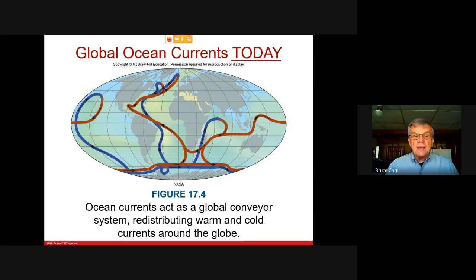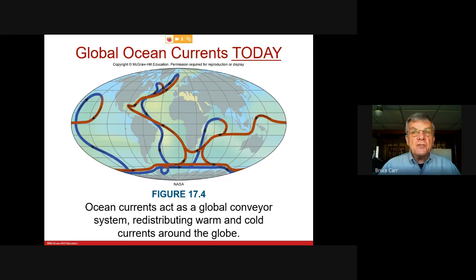I want to emphasize that title here, Global Ocean Currents Today, so that if you look at the Atlantic Ocean, you notice a major cold current and a major warm current flowing largely north and south. That's a relatively recent development with the closure of the connection between North America and South America. Until that closure occurred and stopped flow east to west, there was an opening between North and South America, and so there were major east-west currents distributing temperature.